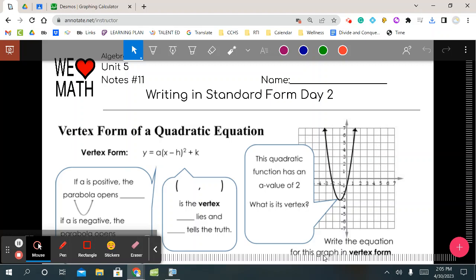Okay, today we're going to do Unit 5, Notes number 11, which is writing in standard form day 2. So we're going to continue doing what we did yesterday. We're just going to have one or two steps added into it also.